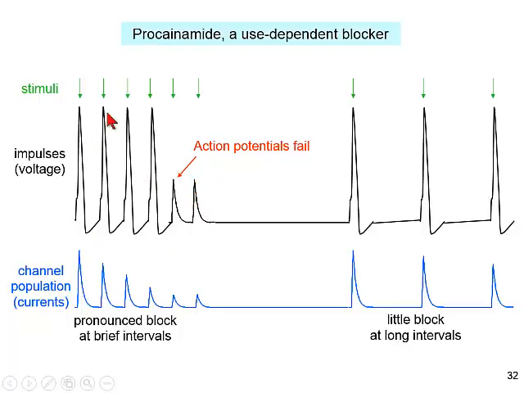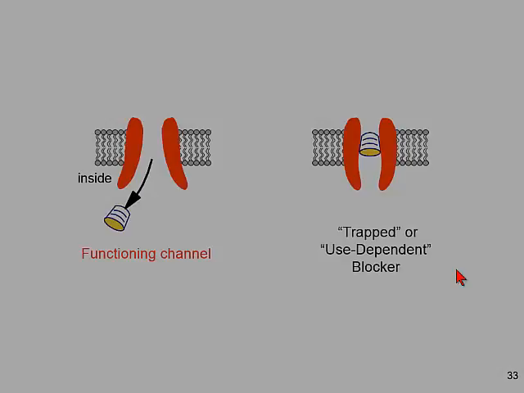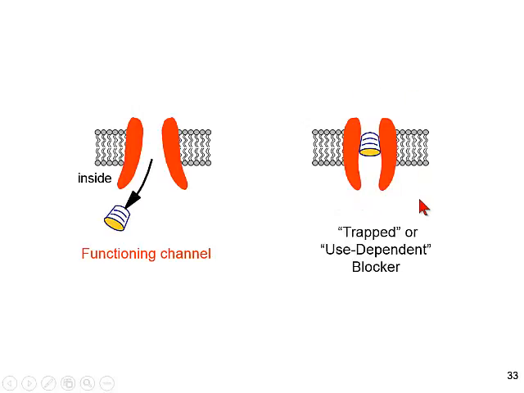Now, of course, these procaine amide ions eventually fall off the channel, and so if we space the stimuli slowly enough, we don't get the kind of decrement that we get when we rapidly stimulate the neuron or the muscle. So that's why we call procaine amide and other drugs like this use-dependent blockers. And if we put the threshold right around here, we can see that after a while, use-dependent blockers stop a cell from firing spikes. But if we stimulate slowly enough, then the cell can fire spikes for a long time. So again, we have a functioning channel and a trapped or use-dependent blocker.